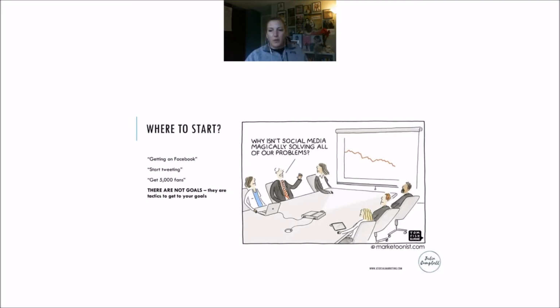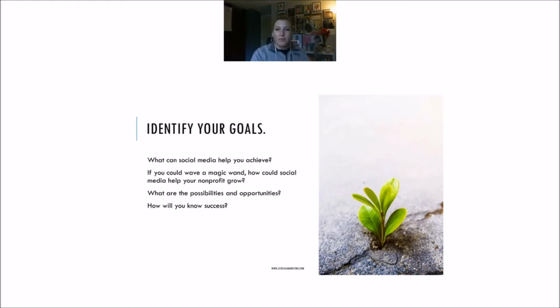If you think about it, your goals are not getting on Facebook, start tweeting, get 5,000 fans. Those are tactics to get you to your goals. Facebook ads are a tactic. Going live on Instagram is a tactic. That is not a goal. Your goal at your organization is going to be very different from your neighbor down the street, but you have to think about it from the place of starting with a goal. What can social media help you achieve? These are some questions that you can work through if you're finding it challenging to really identify your goal.